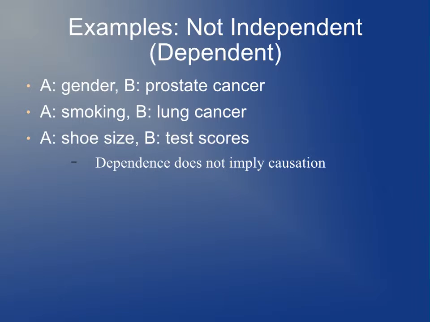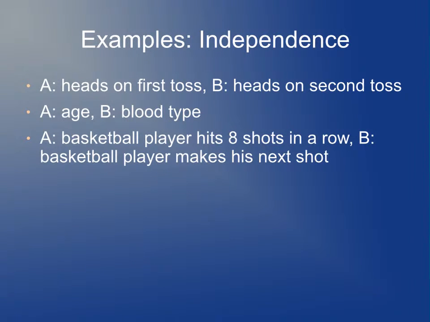Now just because two things are not independent doesn't mean that they cause one another. We know that shoe size doesn't cause higher test scores, but these two variables are still not independent of one another. A few examples of events that are independent, presumably, are, as I said before, if you flip a coin twice, heads on the first toss is independent of heads on the second toss.